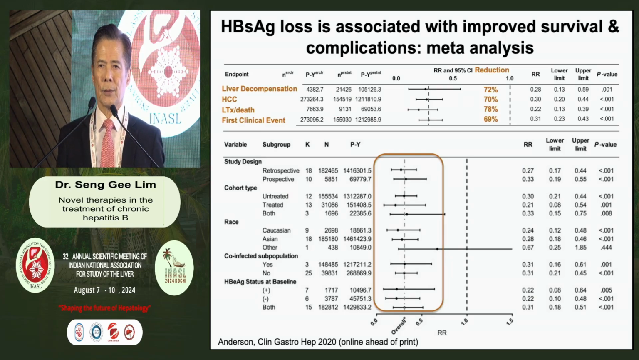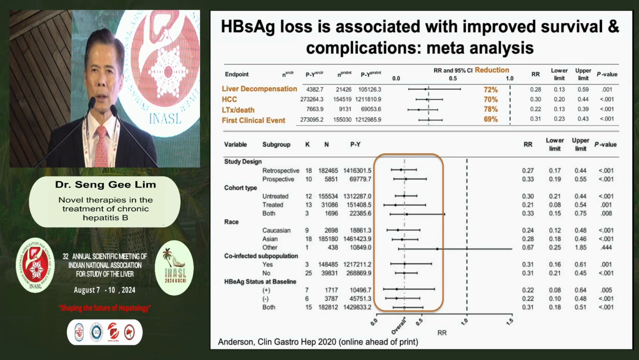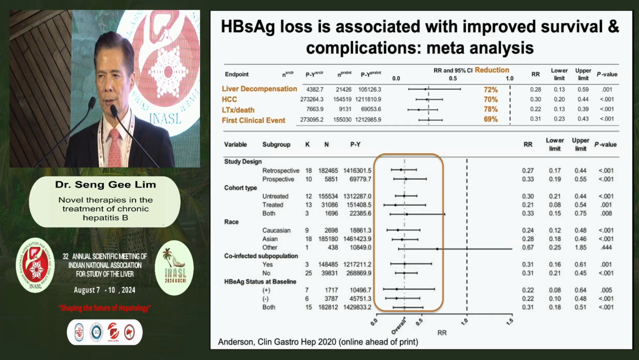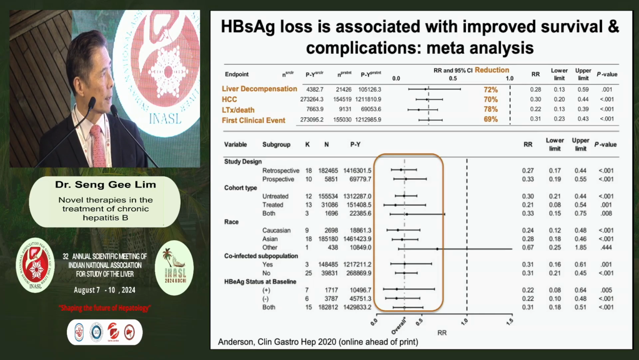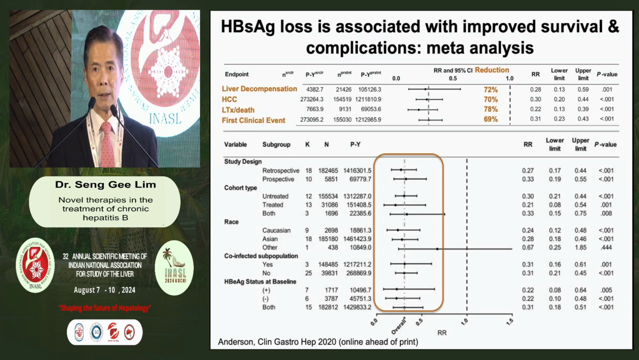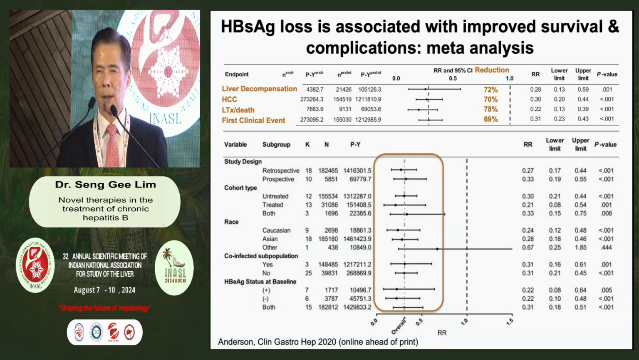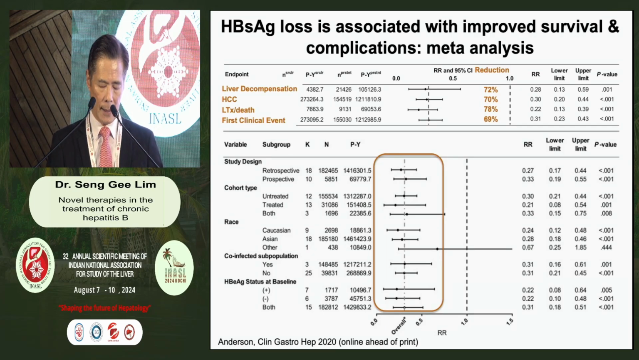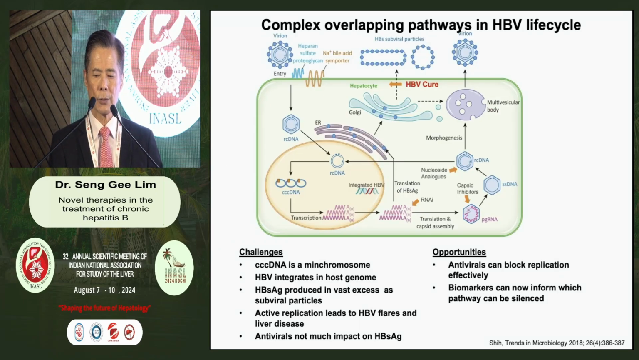Now, is functional cure a good target? And this is a meta-analysis published a few years ago that shows actually you have a significant reduction in liver-related outcomes, liver decompensation, liver cancer, liver transplant or death or first clinical event by about 70%. So it seems that this is a validated outcome and this is a good target for us to look at.